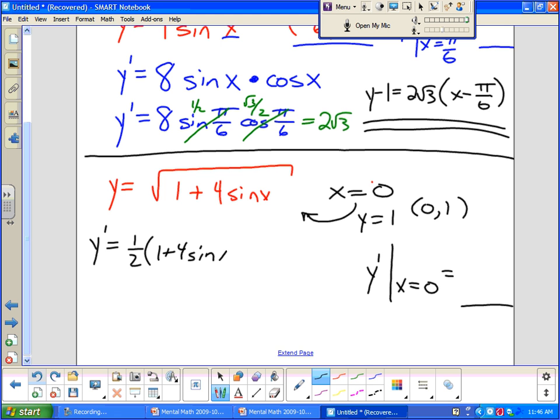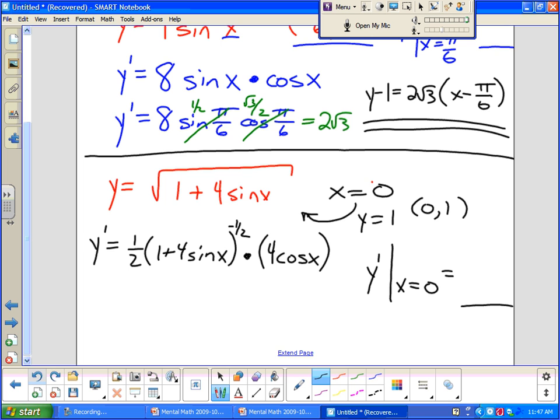Does everybody agree? And again, I skipped a step here. If I start the derivative, it's not done. But does everybody see that I changed the radical to a half power, and I did the derivative of the outside first, times the derivative of the inside? Derivative of 1 is 0. Derivative of 4 sine is 4 cosine.